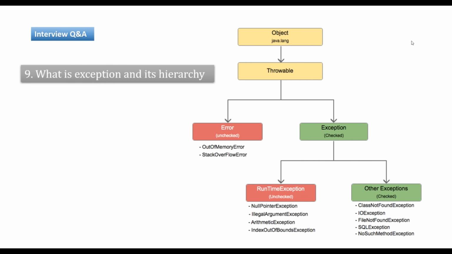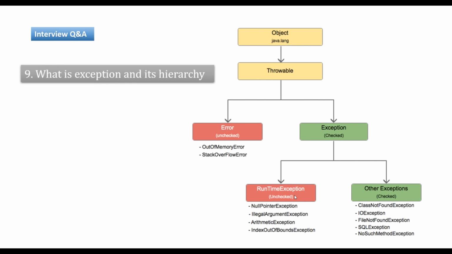If you check the exception hierarchy, the superclass of exception and error is Throwable, and Throwable is again categorized into Error and Exception. Under Error there are a couple of errors, such as OutOfMemoryError and StackOverflowError. Under Exception, it is categorized into two types: RuntimeException, which is unchecked, and the checked exception, which people usually call a compile time exception.